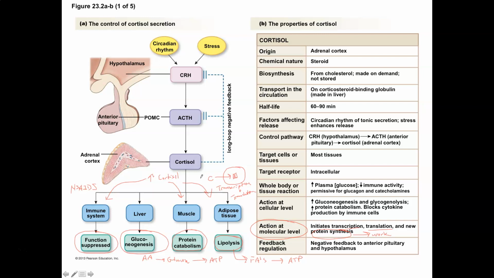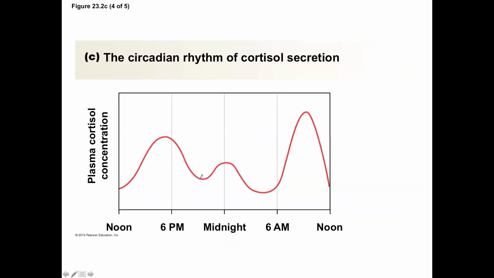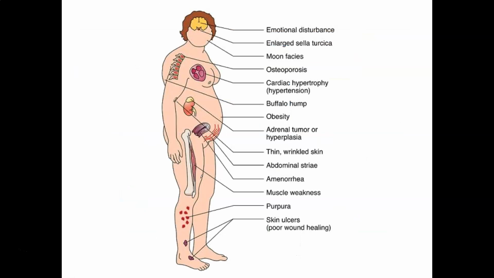And then we also have two clinical pathologies to consider when you think about cortisol. One is Cushing's syndrome. If we take a look at this diagram, these are signs and symptoms of somebody having Cushing's. Somebody wouldn't necessarily have all of these things, but they would present some of these. Cushing's is basically a hypersecretion of cortisol, meaning you have an increased amount of cortisol.